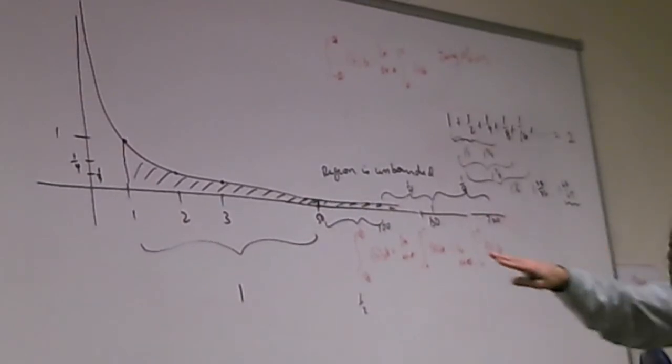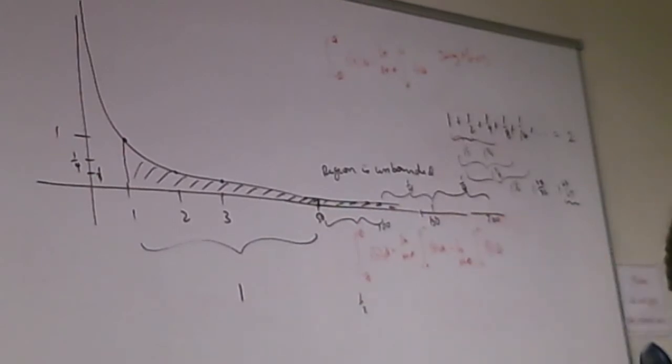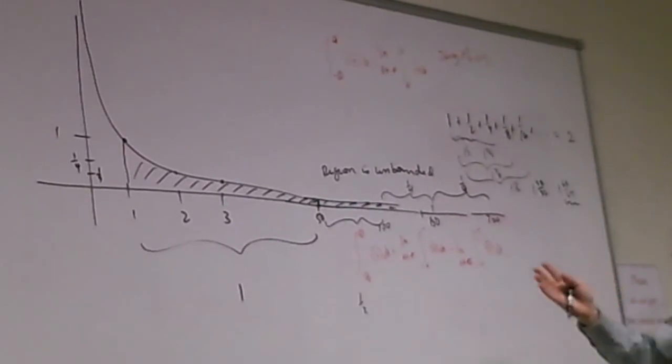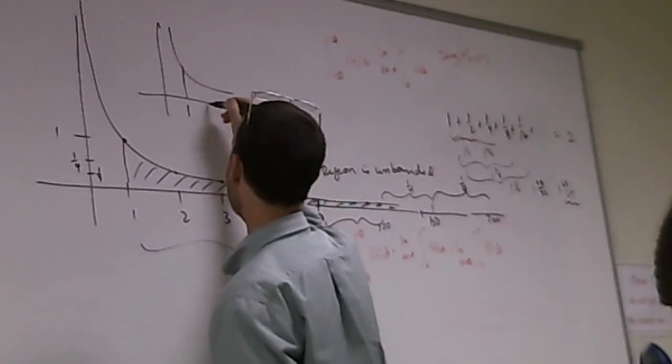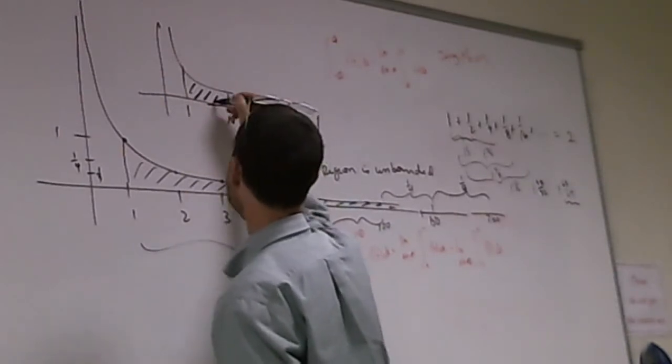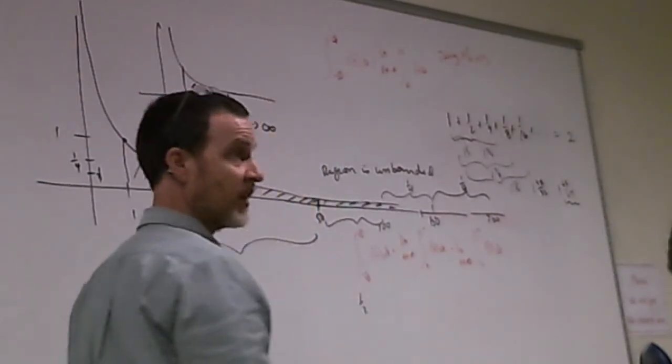This is the same concept. This area under here is unbounded. It's an unbounded region, but that doesn't mean the area is infinite. So what makes sense? What makes sense is to do this. Integrate from 1 to n. And then ask what happens as n goes to infinity.